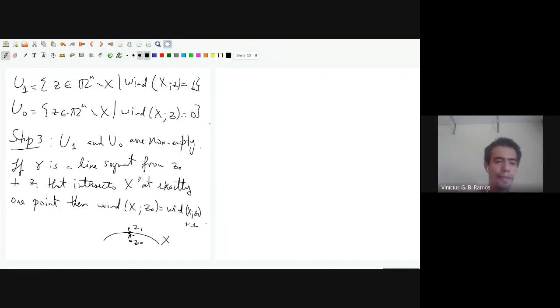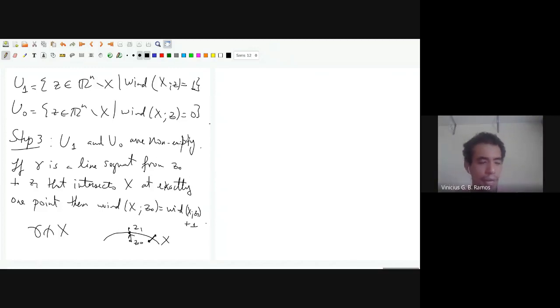Well, I'm going to suppose the line segment gamma intersects X transversely. You can always find, in a neighborhood, it's easy to see that all you need to show these are non-empty is to look at a neighborhood of a point in X, and you can easily find a transverse line segment from a point on one side to a point on the other side. In principle, you don't know if it's the same side, but locally, at least, it's two different sides.